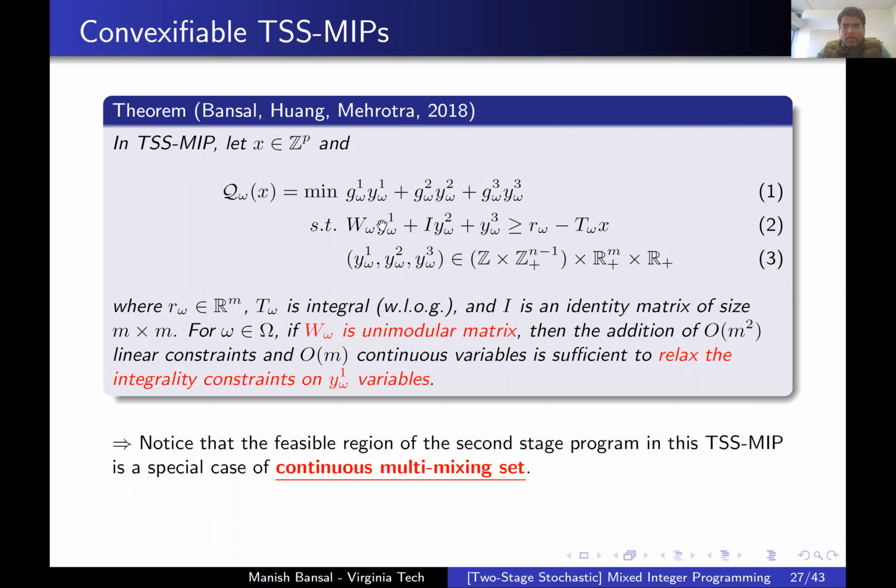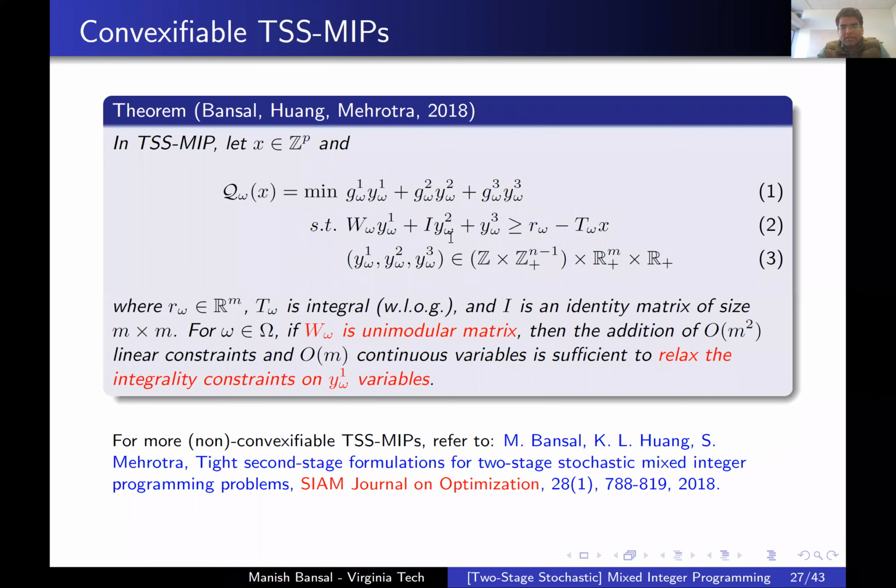Now here, with this W omega, we demonstrate that if W omega is a unimodular matrix, then by adding some order of m squared linear constraints and some order of m continuous variables, we can obtain a tight extended formulation for this set, and hence we can relax the integrality restriction on the y1 omega variables. And if you notice, this is a special case of the continuous multimixing set. More details and more such examples are provided in this paper.